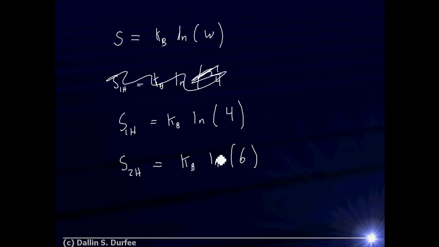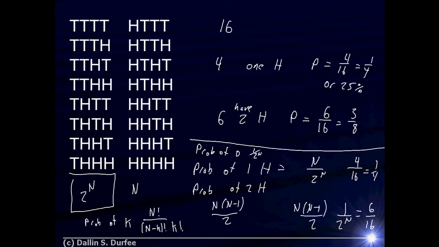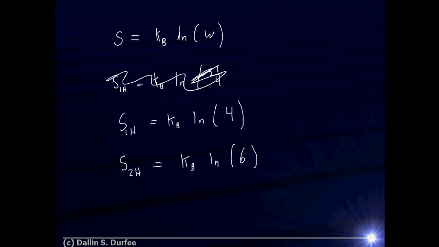So there's the entropy. The entropy of 2 heads is greater than the entropy of 1 head. The probability of getting 2 heads is greater than the probability of getting 1 head. So higher entropy represents higher probability. Higher entropy means there are more microstates that describe that macrostate, and each of the microstates is equally probable. So if I've got more of them for a particular macrostate, I'm more likely to hit that macrostate. Higher entropy means higher probability.